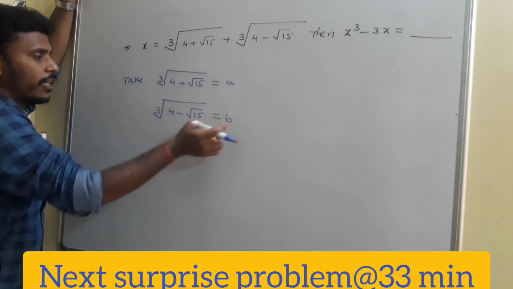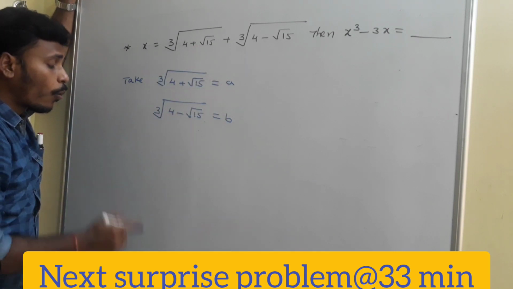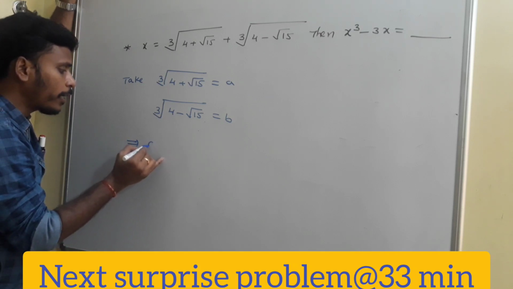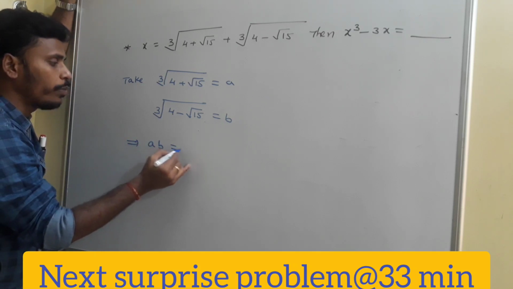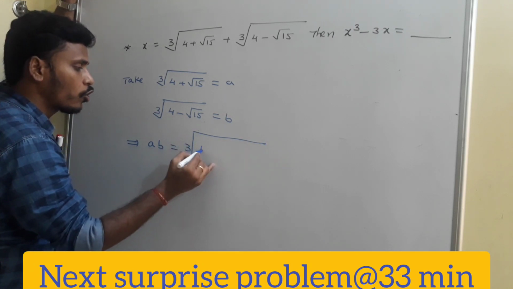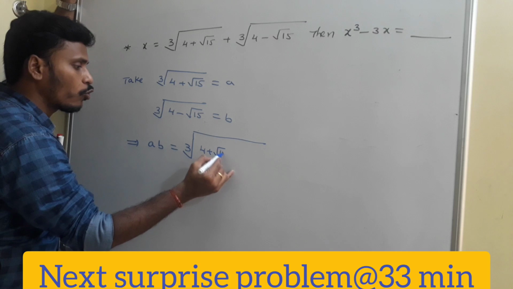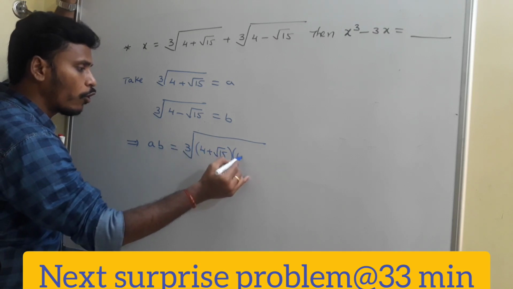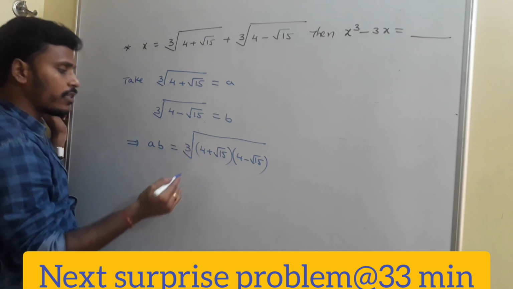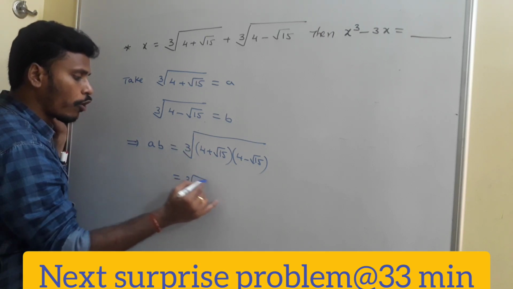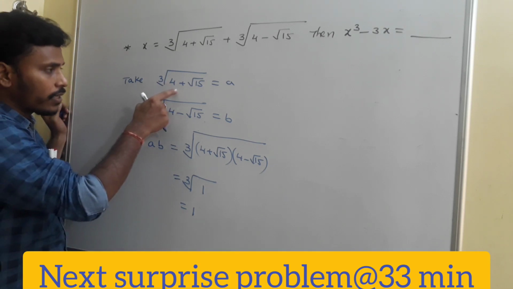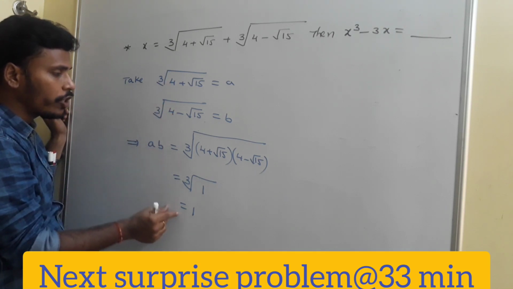If this is a and that is b, then what I have, one thing I have in my hands is, if you multiply a and b, the product a into b is the product of these two terms, which is nothing but the cube root of 4 plus root 15 into 4 minus root 15. See, if this is a and that is b, the product is this line. And this is cube root of 16 minus 15, 1, and that is equals to 1. So, if it is a and it is b, a into b is 1.